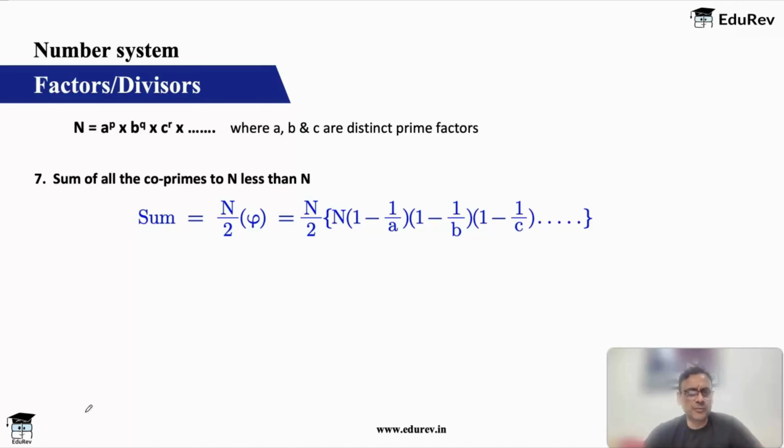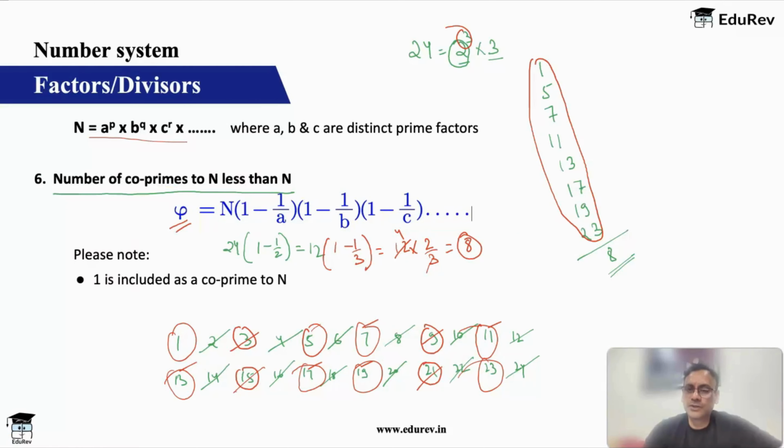And there is a related formula also. Let's do that also. Then we'll go to questions. What will be the sum of all those coprimes? We found those coprimes. Now what will be the sum of all these coprimes? Let's quickly add all of them to see. 1 plus 5 is 6, 6 plus 7 is 13, 13 plus 11 is 24, 34, 37, 47, 54, 64, 73, 83, 93, 96. You get the sum as 96.